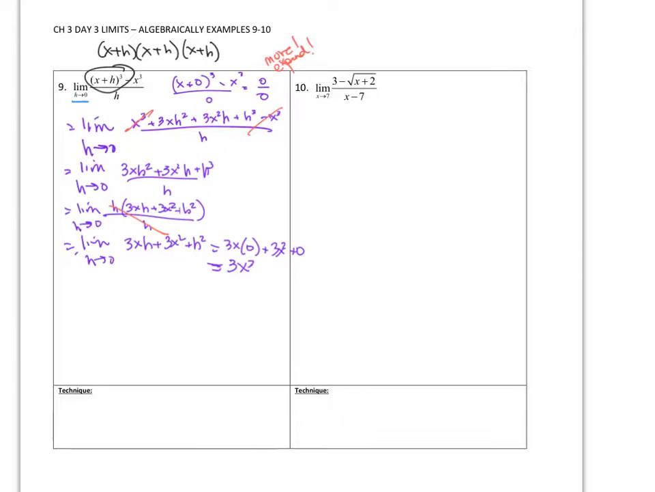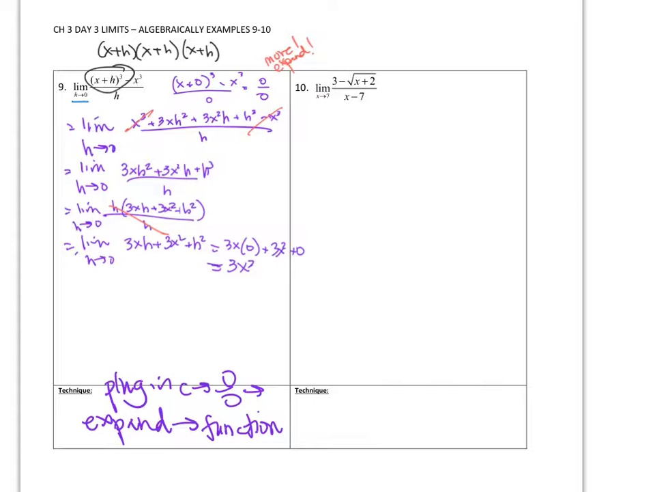So again, let's talk about what we did. We plugged in c. We ended up getting 0 over 0. This particular case, we needed to expand. And then we ended up getting our function as our limit.